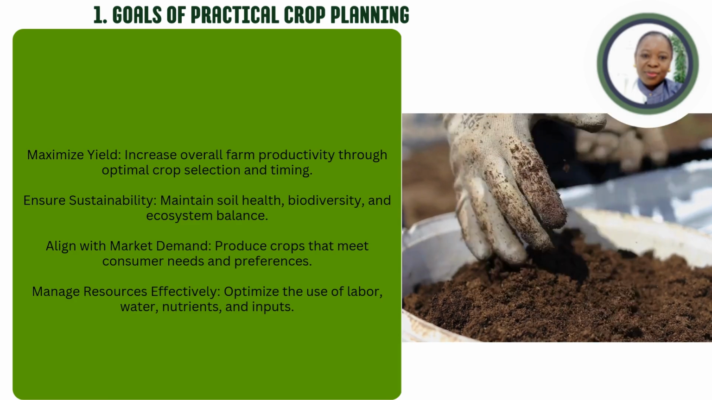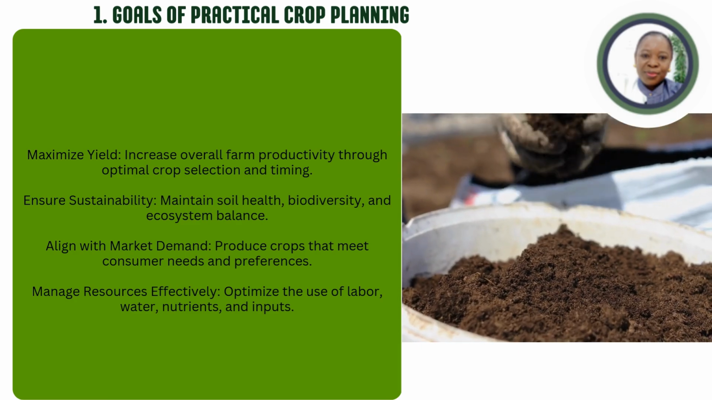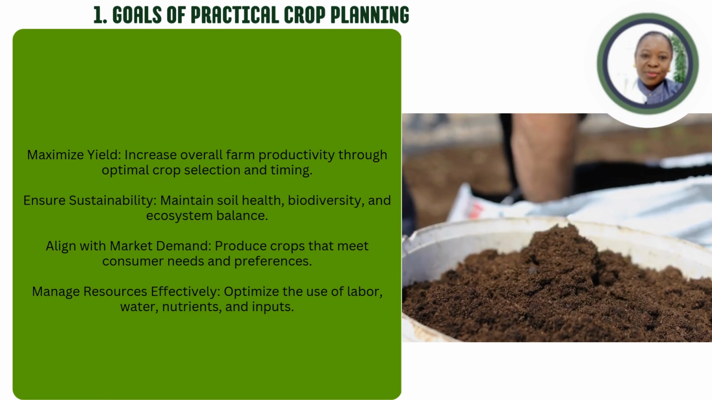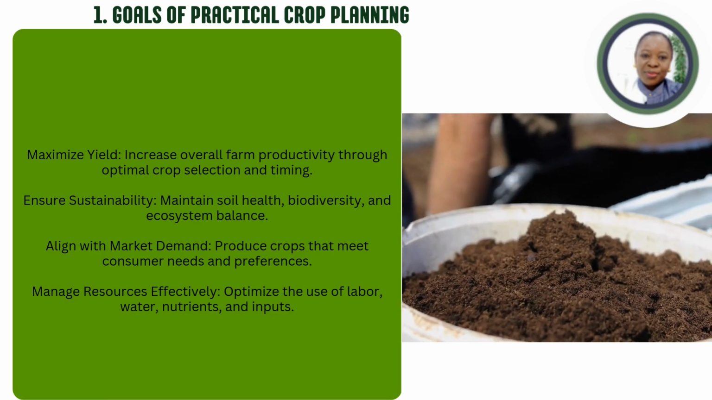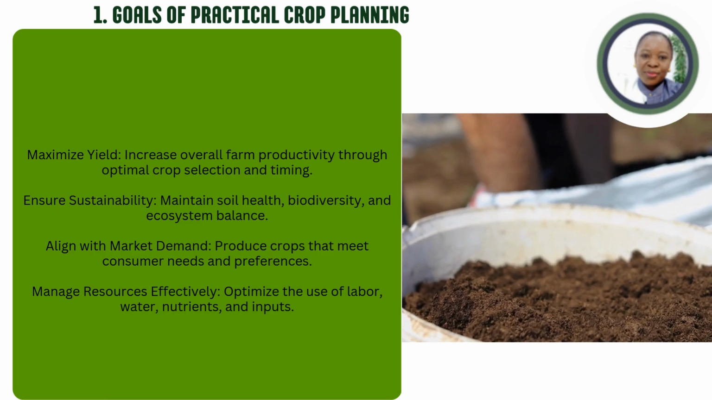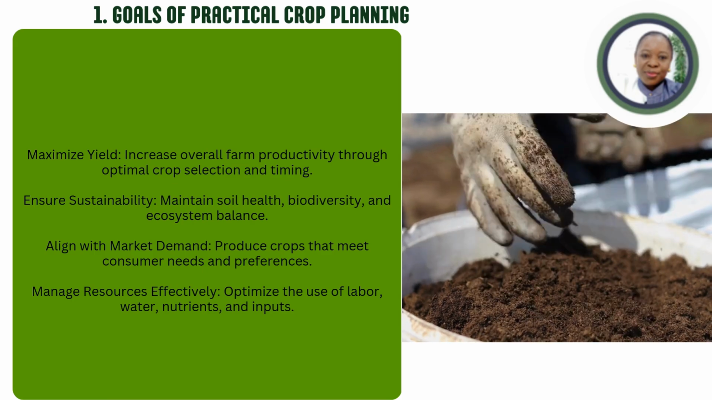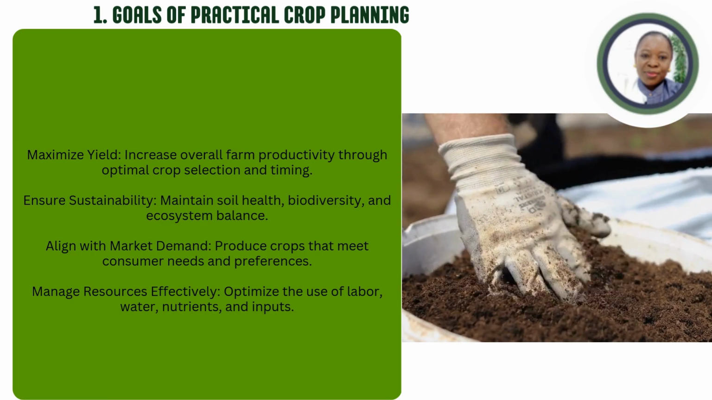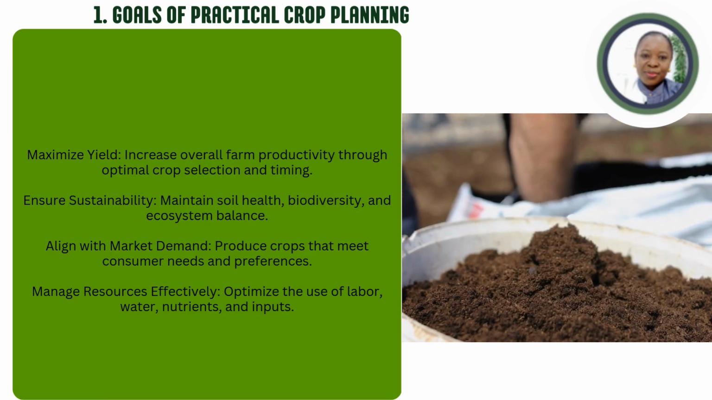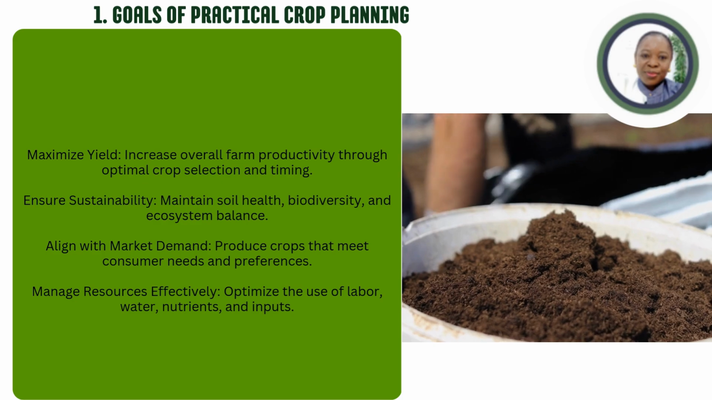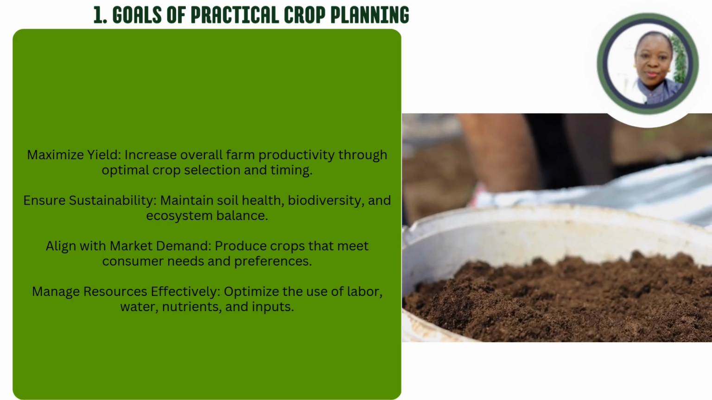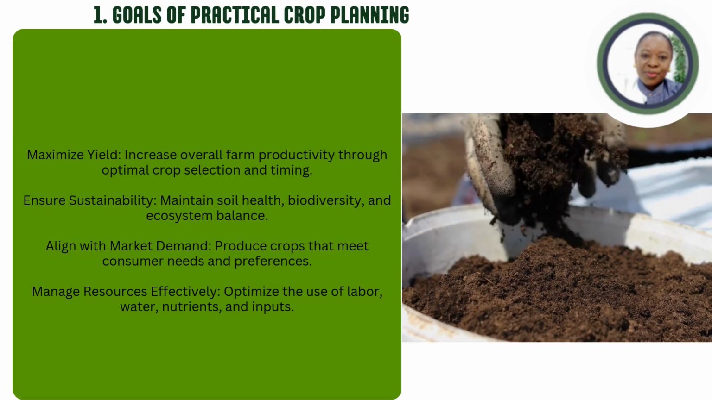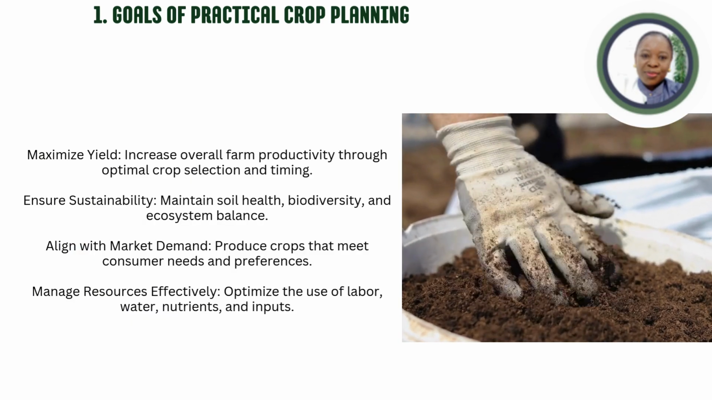Practical crop planning can help farmers to maximize yields by increasing overall farm productivity through optimal crop selection and timing. It can also ensure sustainability because it helps in maintaining soil health, biodiversity, and ecosystem balance. It helps farms to align with market demand, producing crops that meet consumer needs and preferences. And lastly, it helps in the management of resources effectively. Practical crop planning helps farmers to optimize the use of labor, water, nutrients, and inputs.